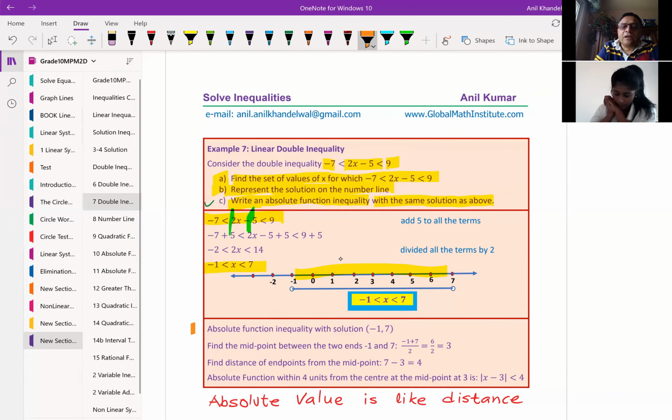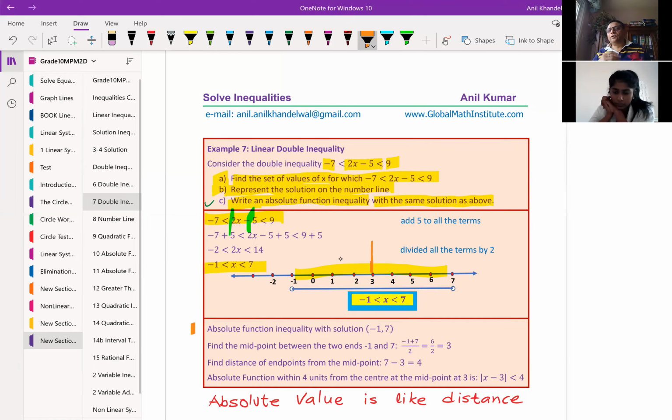First step is find the midpoint. So we have this -1 to 7. We're looking for some value in the center. Absolute function really means from the center, how far can you be? That is what it is. We are saying we have the two boundaries at -1 and 7. We want to be within these two values of -1 and 7.